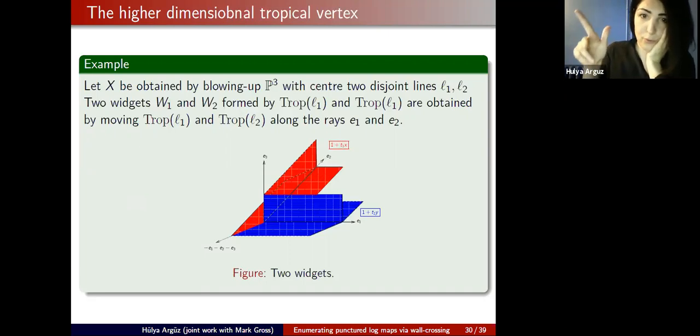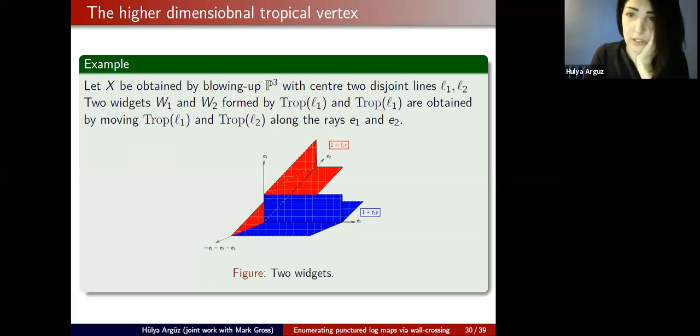We take these tropical lines and we move them all along the rays corresponding to the divisor where the lines live, and these are forming our initial walls. And the step functions, we assign 1 plus T1x and 1 plus T2y, similar to the case of the toric scattering diagram defined by Gross-Siebert and Siebert.